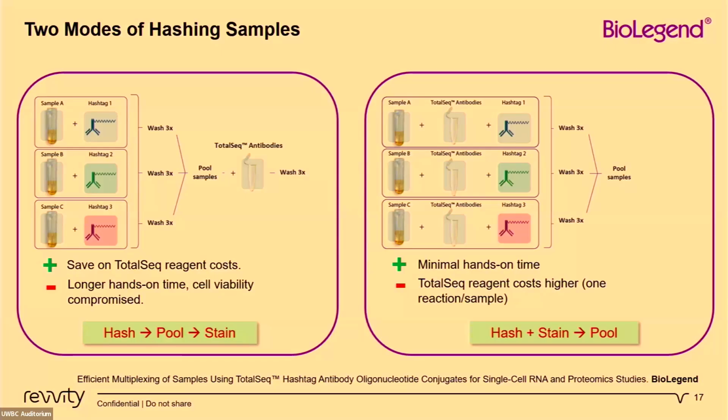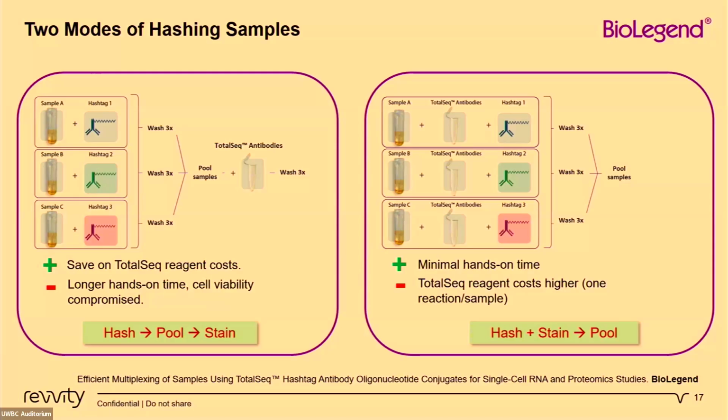There are benefits and drawbacks to each of them. If you want to save on your total-seq reagent costs, you can hash your samples first and wash them, and then pool them together and then label with a larger pool of total-seq antibodies. It's a little bit longer hands-on time, and your cell viability may be compromised depending on the type of sample you're working with. If you have a fairly hardy sample, this should be okay. If you have cells that are a little more sensitive to handling and could die quicker, you might not want to do this particular protocol.